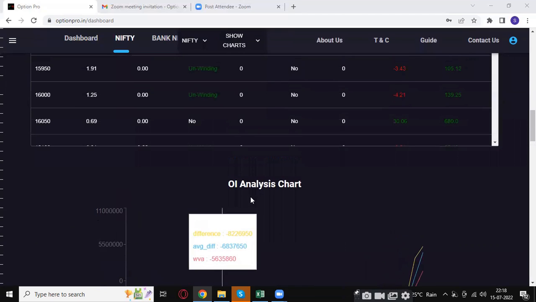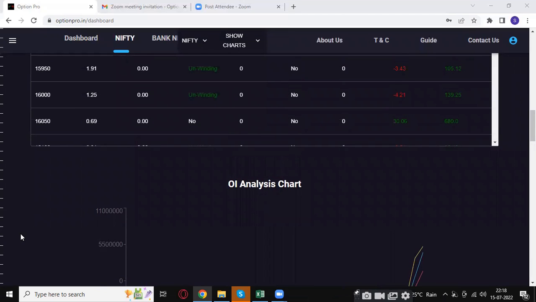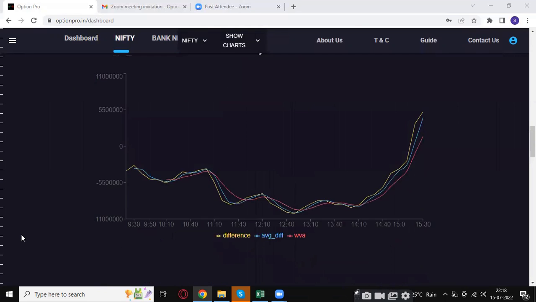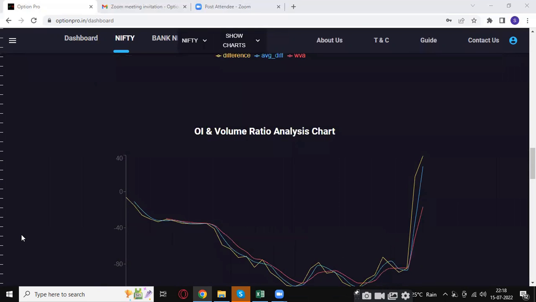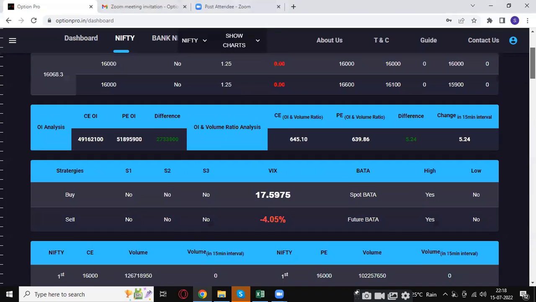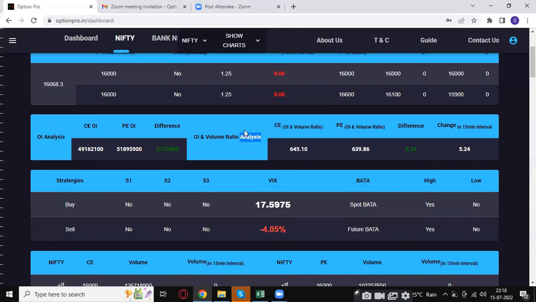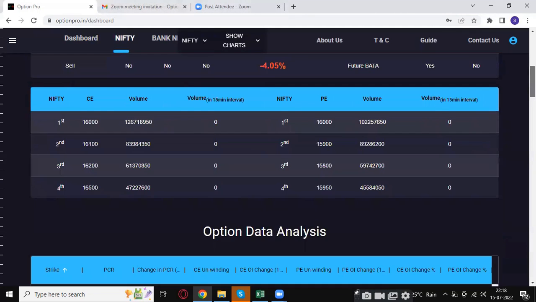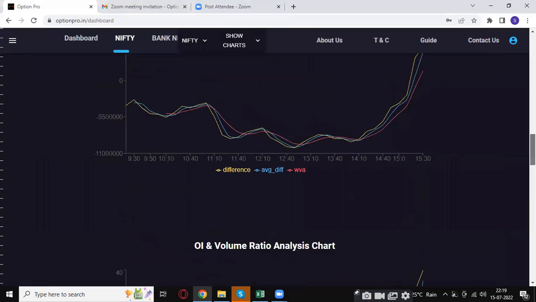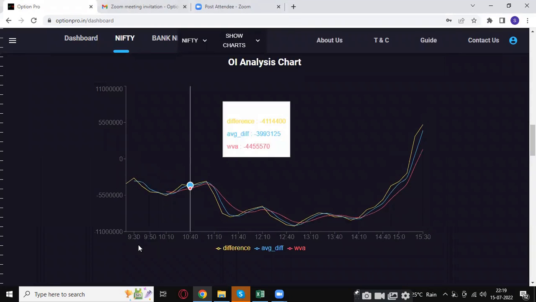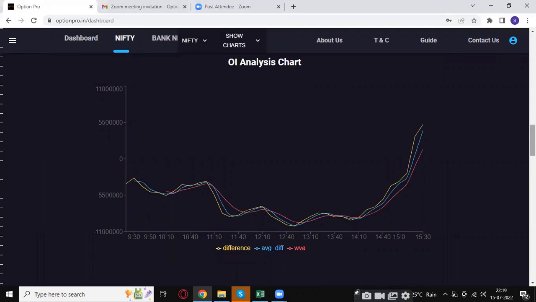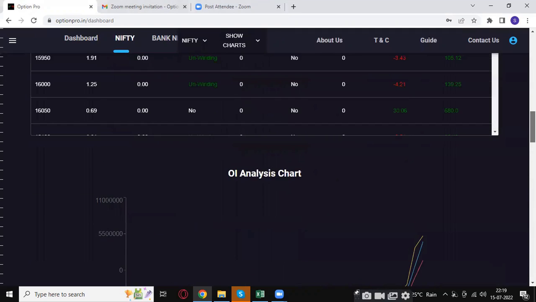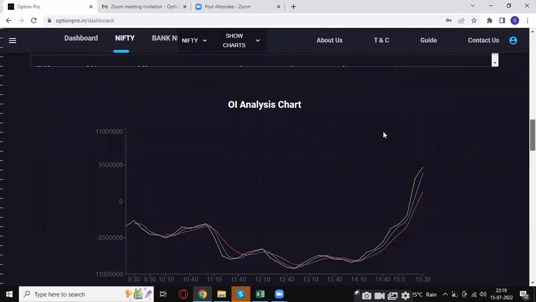Okay, so now the next thing is the charts. We have given two charts here, the OI analysis chart and the OI and volume ratio analysis chart. It is based on that data. I told you that based on those two data, we are also plotting charts, and we are generating buy and sell calls based on these two, right? We are taking this data in a 10-minute interval, with detailed data in this chart.